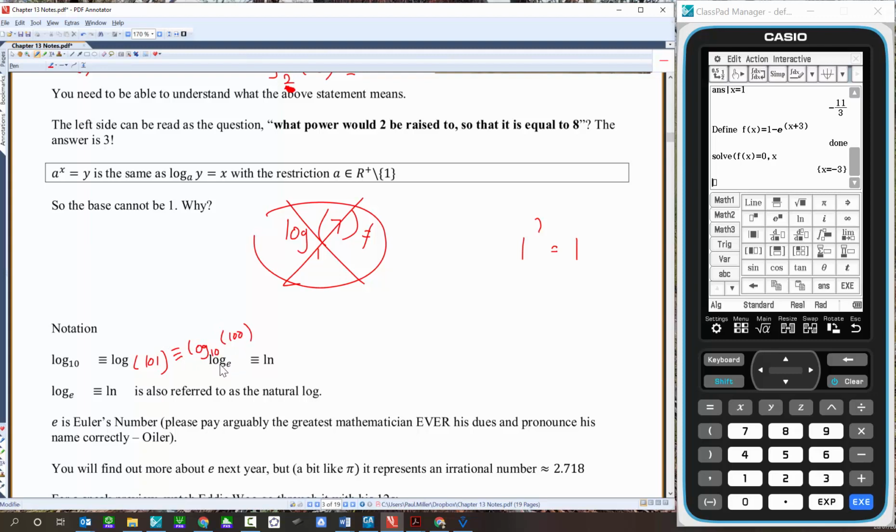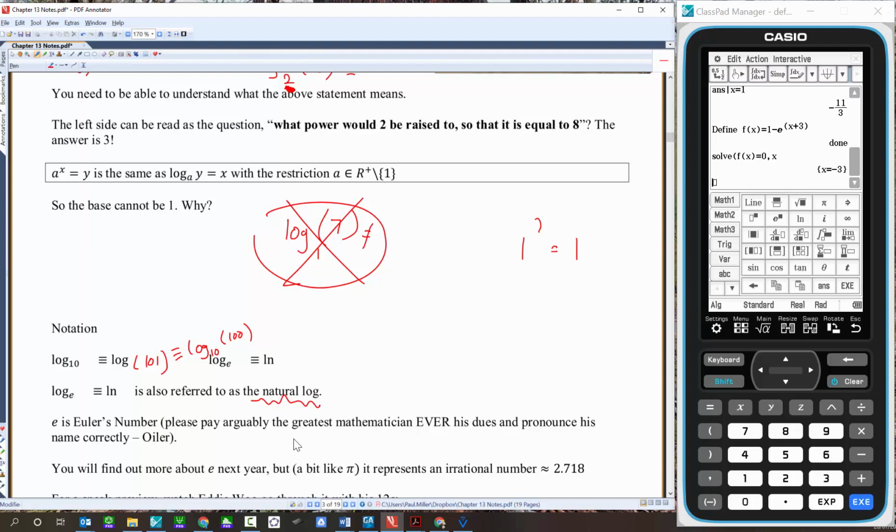All right, log e. Now there's another base that we'll see more so in year 12 than year 11, and that can be written as ln. Okay, so log e is the same as ln, which is referred to as the natural log or the natural logarithm. Now, e is not an unknown or a variable. It's actually a known number. So e is Euler's number.